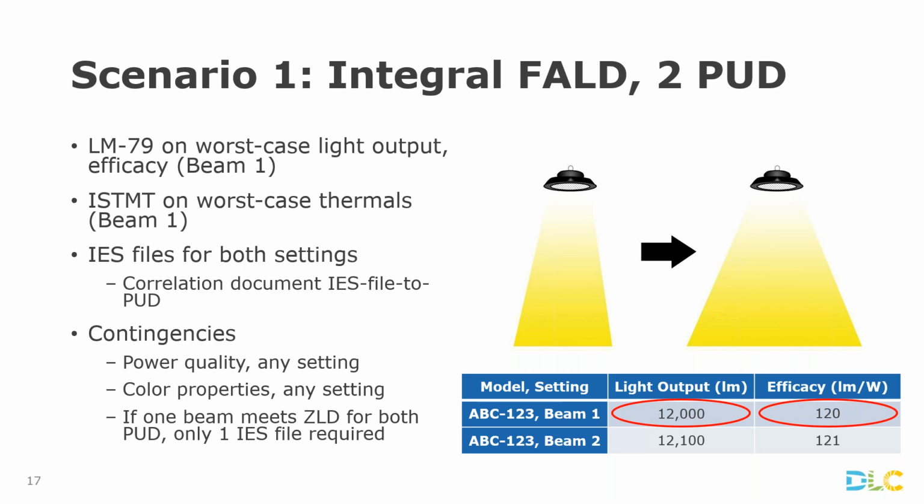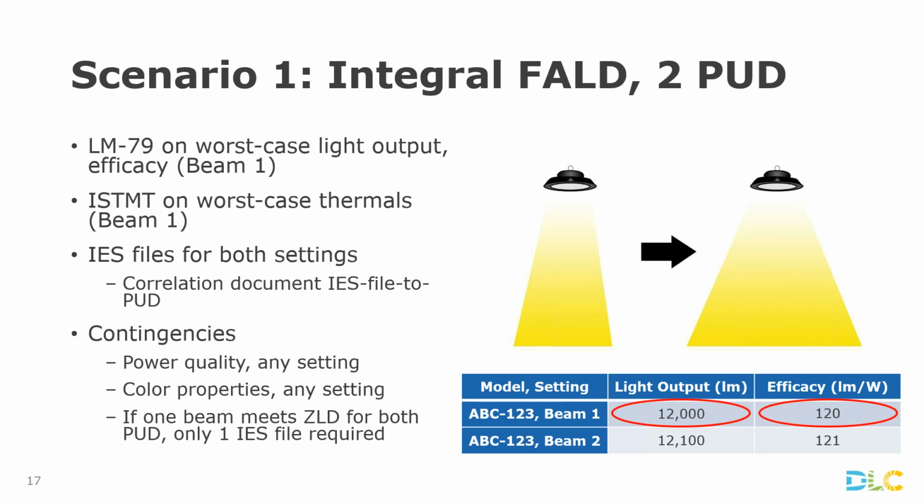There are a couple of contingencies that I wanted to note. First is if the LM79 did not capture the worst case power quality condition because it was focused on worst case light output and worst case efficacy, and perhaps there would be a difference in input voltage for the power quality condition, then we would need a separate electrical testing for that power quality condition. That could theoretically be provided at any setting of the beam as long as the electrical conditions were appropriate.